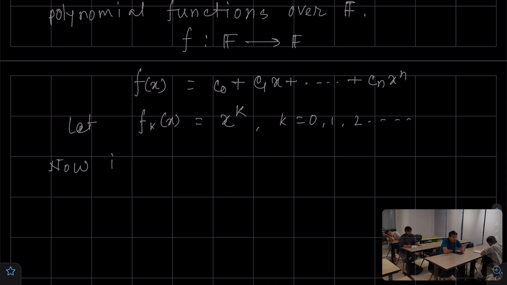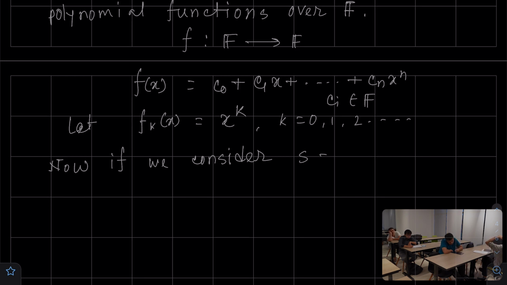Now, if we consider C0, C1, C2 all the way up to C8 to be in the field, then each Ci belongs to the field.